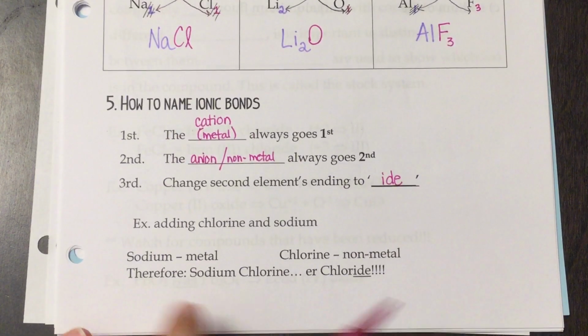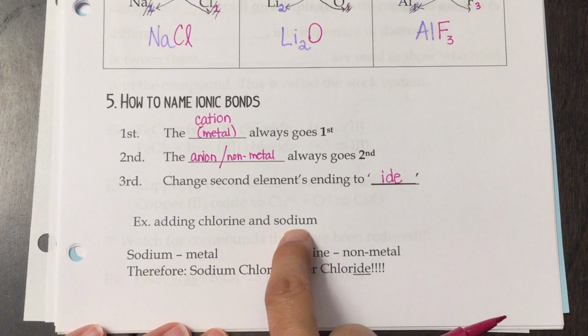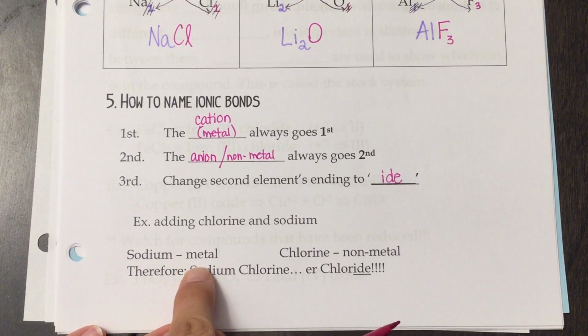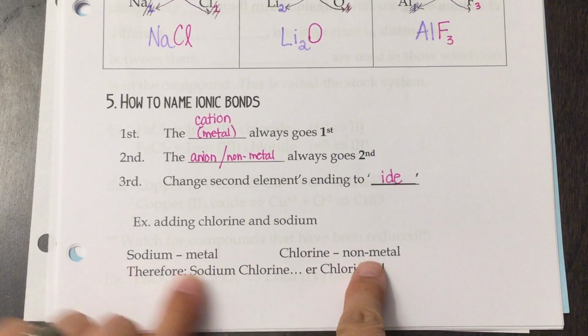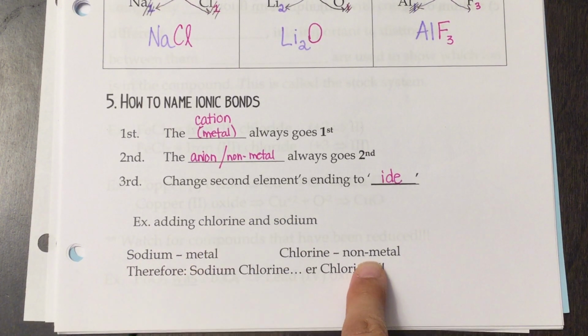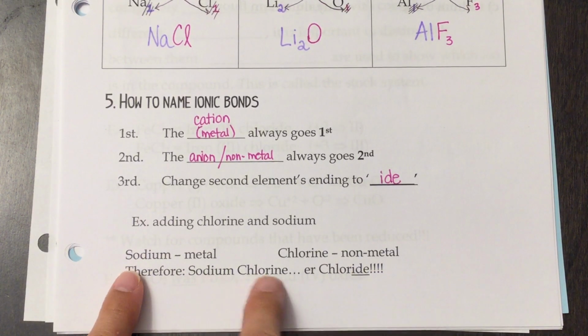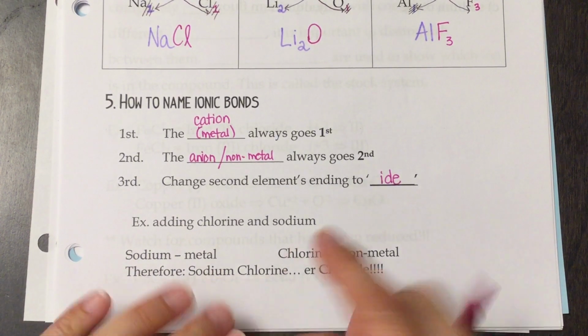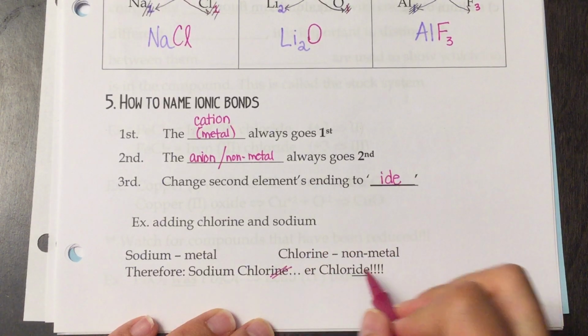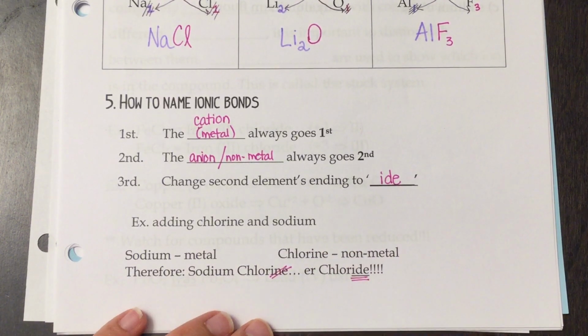Okay, so it shows here if we're adding chlorine and sodium together, sodium is the metal, chlorine is the non-metal, so it would be sodium chlorine, but we change the ending from INE to IDE, sodium chloride. Okay, let's give this a try. Turn the page.